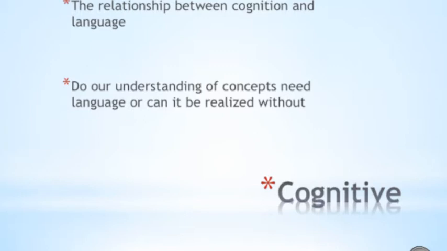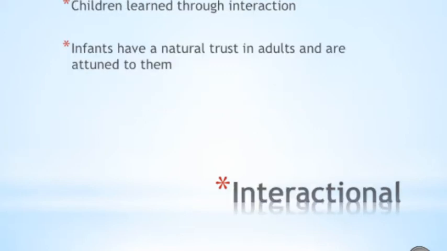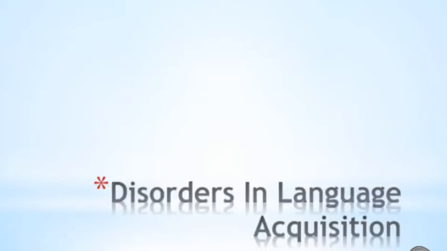The final explanation is the interactional explanation, that children learn through interaction, and this is the most widely accepted belief and explanation for language development. It focuses on the fact that children simply learn through observation and through interaction with the adults and siblings and uncles and aunts and just trusted individuals around them that they have affection for and they pay attention to and they receive attention from. Now, on the other side of the spectrum from this is the disorders in language acquisition.